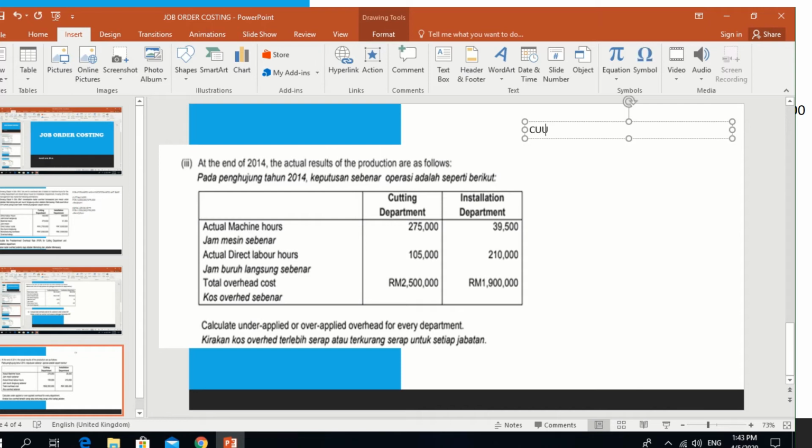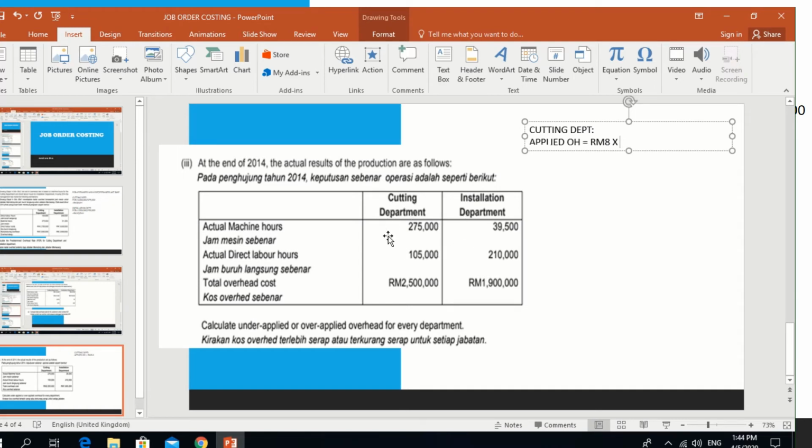Okay, so kita mulakan dengan cutting department. Okay, so applied overhead for cutting department for the year of 2014. Okay, so POR yang kita dapat tadi RM8, kita multiply dengan basis, actual basis. Kita tahu cutting department menggunakan basis machine hours. So kita kena kalikan dengan actual machine hours.